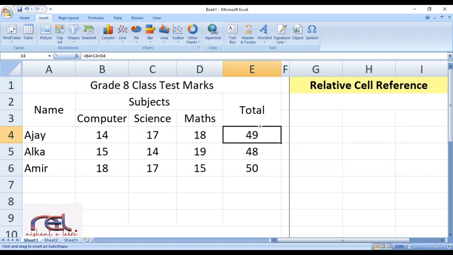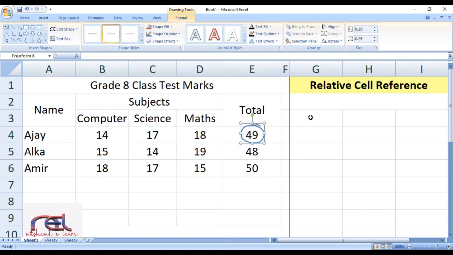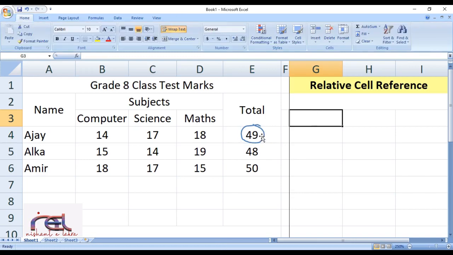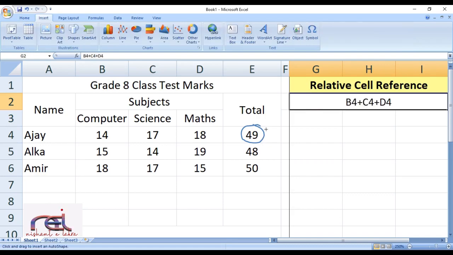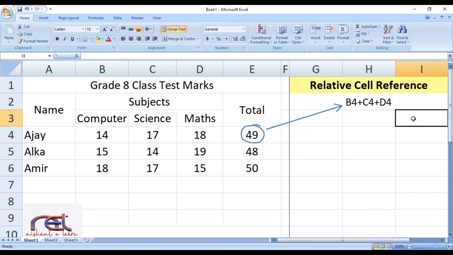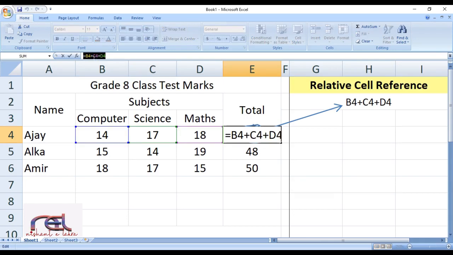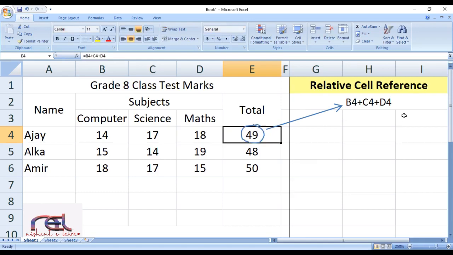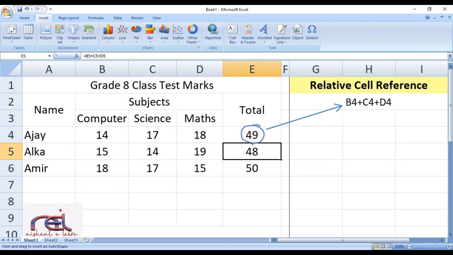Okay, let's say that we have typed a formula in cell E4, what you can see on your screen, to get the total of the values present in B4, C4 and D4, right? You can see right on your screen. So there is a formula which is entered in E4, that is B4 plus C4 plus D4. Okay, but you remember that you have to use an equal sign to start writing the formula.